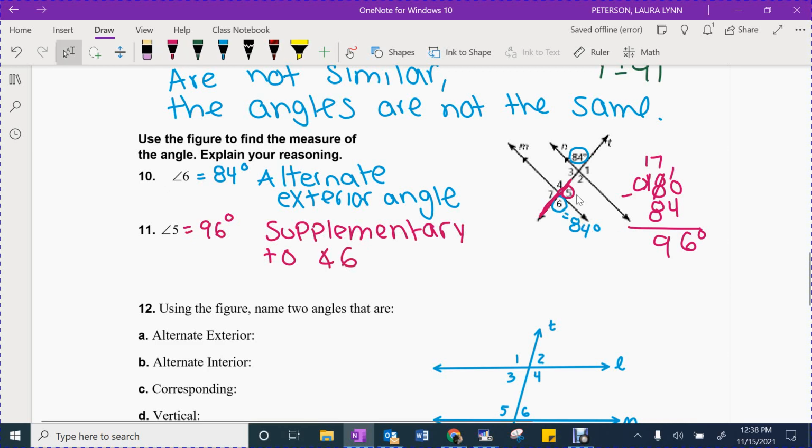Now, you can probably find angle 5 in other ways. For example, angle 5 and angle 1 are corresponding, and you might know that angle 1 and 84 are also supplementary. Now, there are many ways you can find it, but the degree, 96 degrees, does not change.